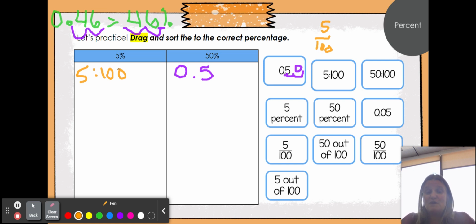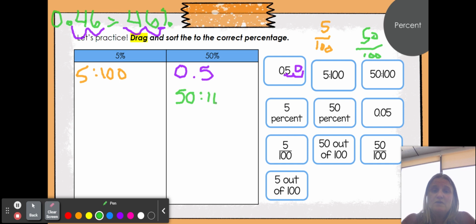Okay, let's try 50 to 100. Knowing that if I write it as a fraction, 50 to 100, I know that when I write that as a percent, that means 50%. So let's write this in this column, 50 to 100. Obviously 5% would come here, and I'm going to abbreviate that with the percent sign. 50% comes here. So I've done those two.